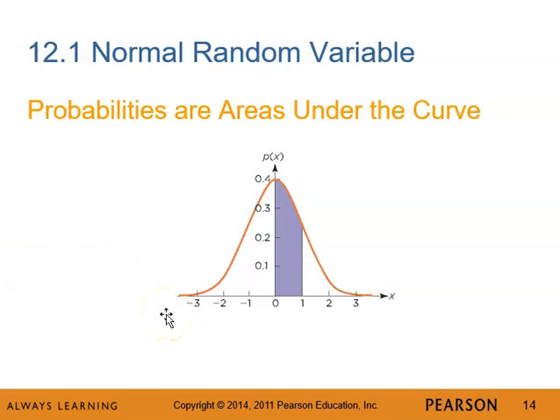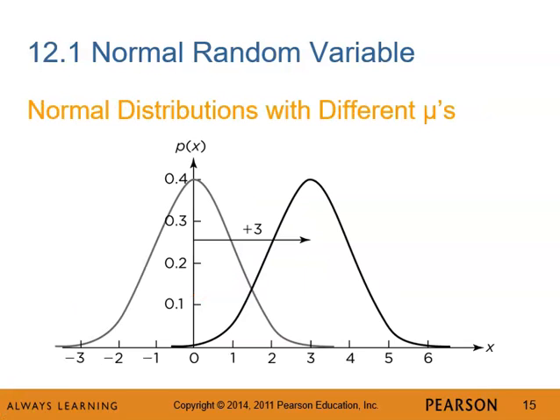So this is an example that we can calculate the probability that something happens between 0 and 1, right? So the probabilities are areas under the curve. And if you look at this picture here, you can see that we can have normal distribution with different mu's, and they all can be transformed to 0. Okay.